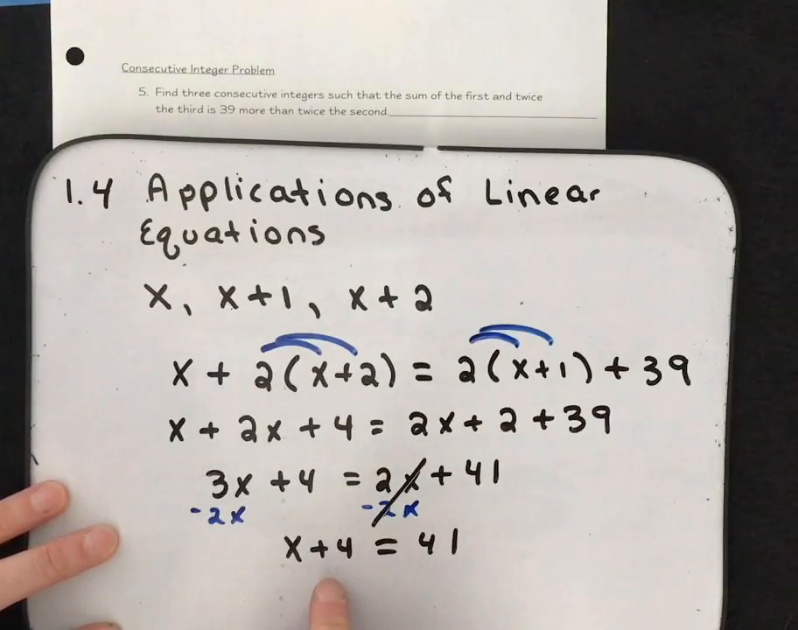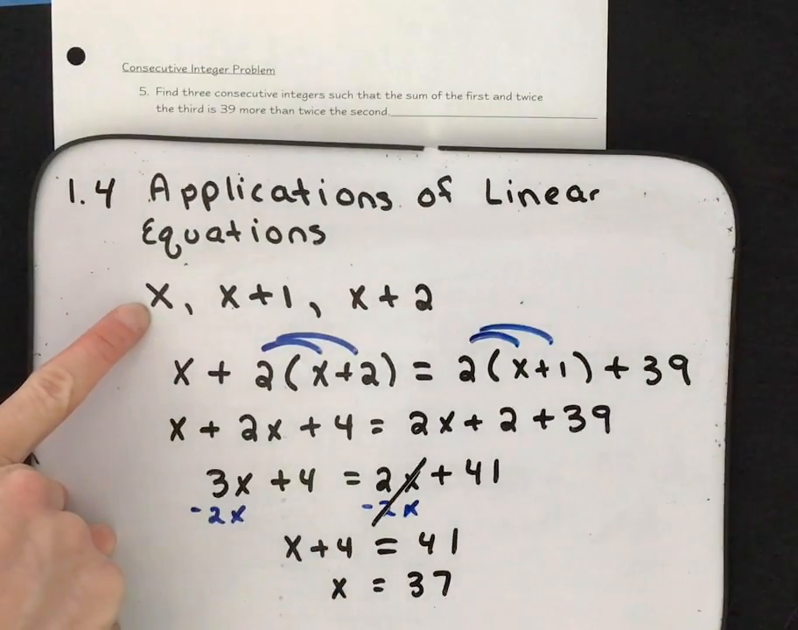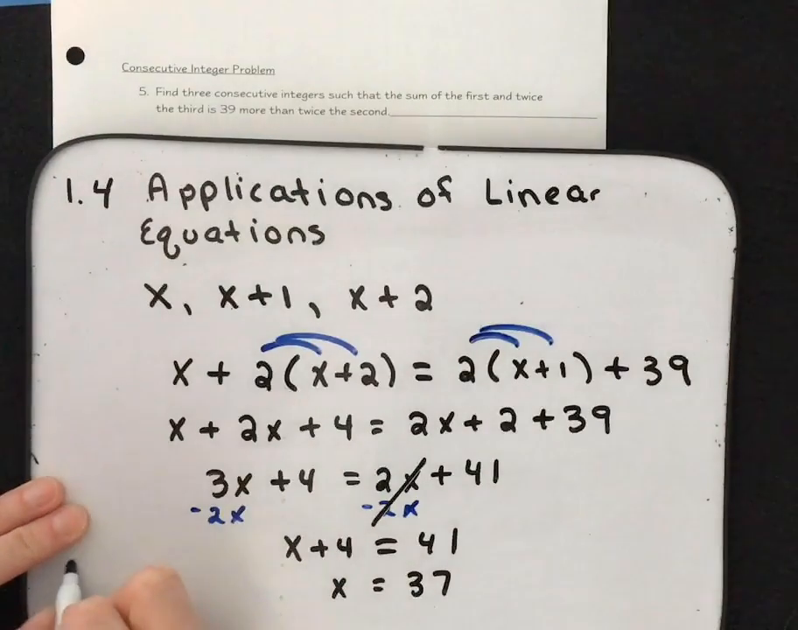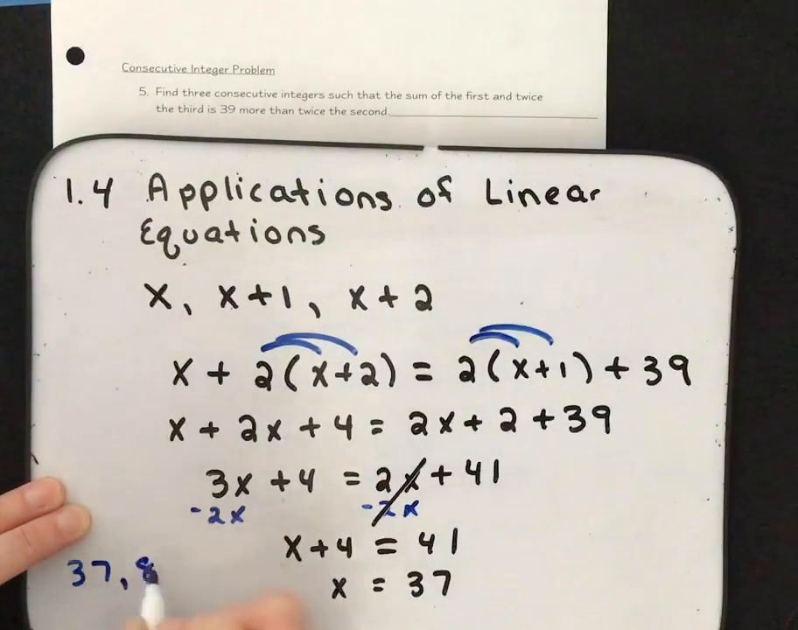Now we can subtract our 4 from both sides. 41 minus 4 gives us 37. Now remember, we called x the first number. So that means that our 3 numbers would be 37, 38, and 39.